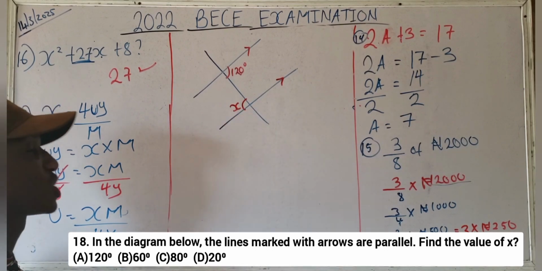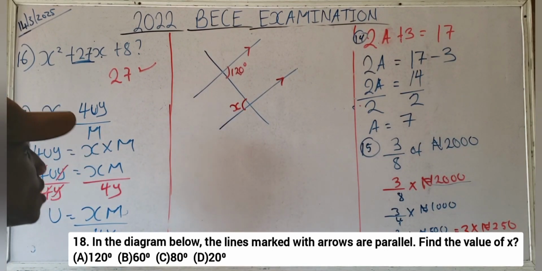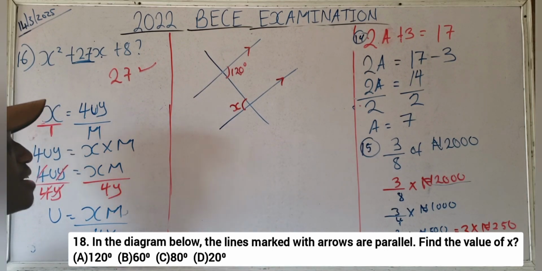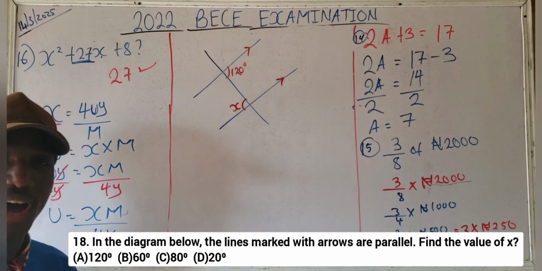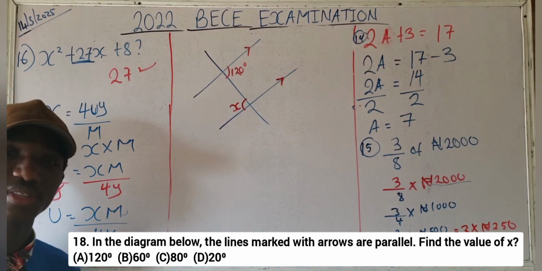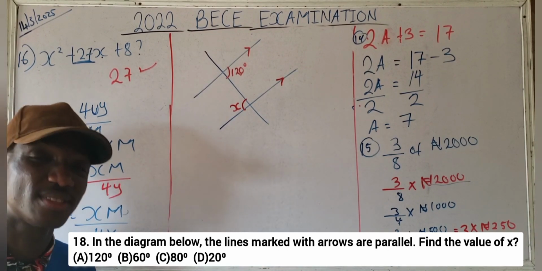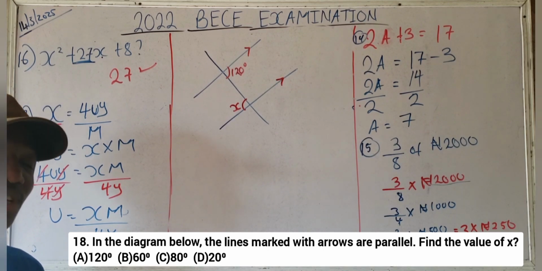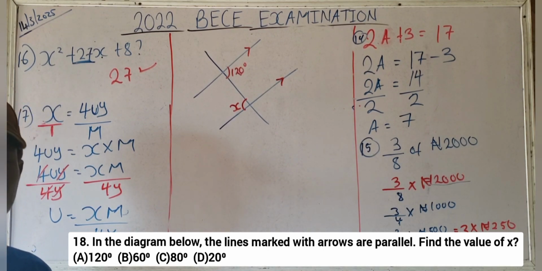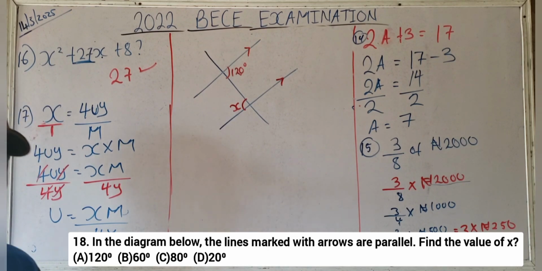Now we have to find the value of x in this diagram. How do we go about it? Well, it's simple. Have you heard of alternate angles before? Alternate angles are angles that are equal to each other. There are many rules that support what you have here. That is why I said you have to be very fast, because this exam is a combination of JSS 1, JSS 2, and JSS 3 work. That is grade 7, grade 8, and grade 9 work. So you have to be very fast with it.